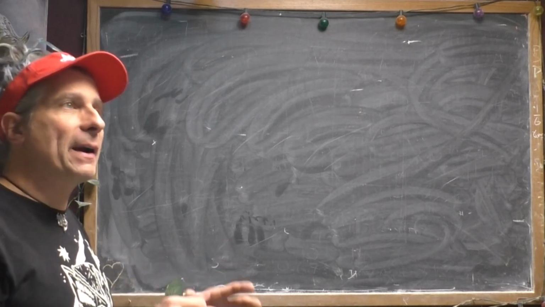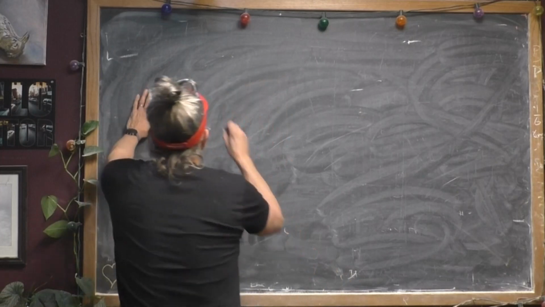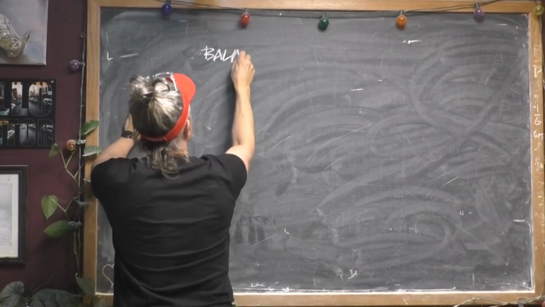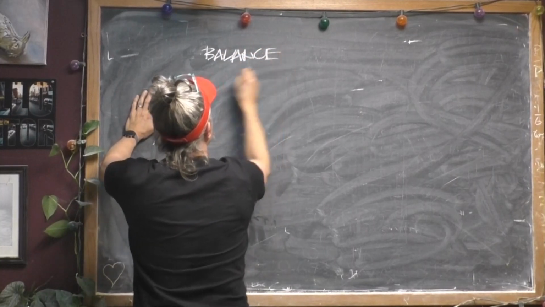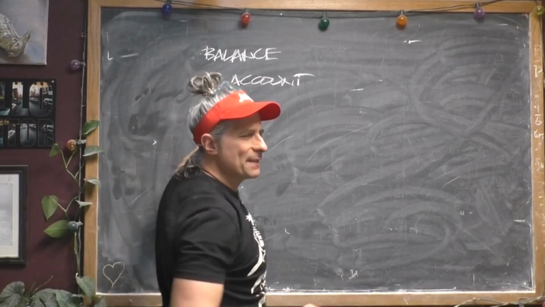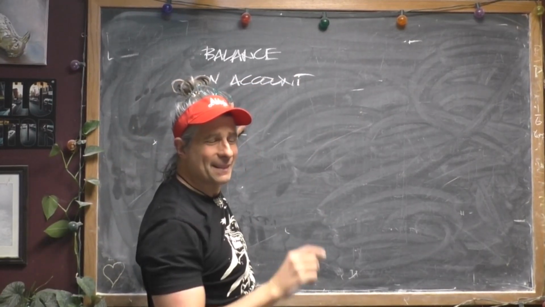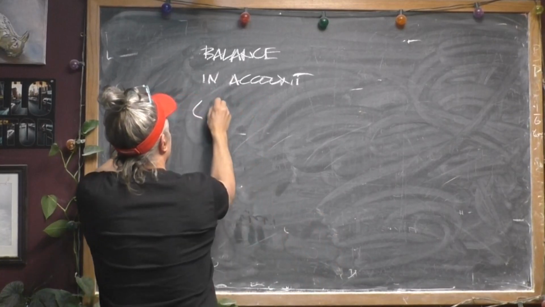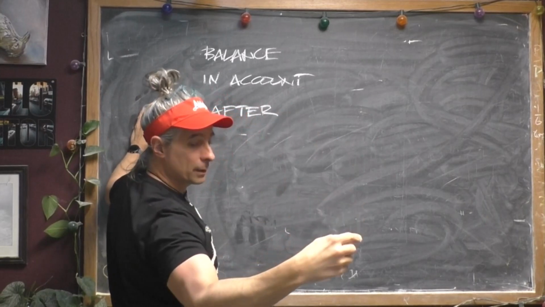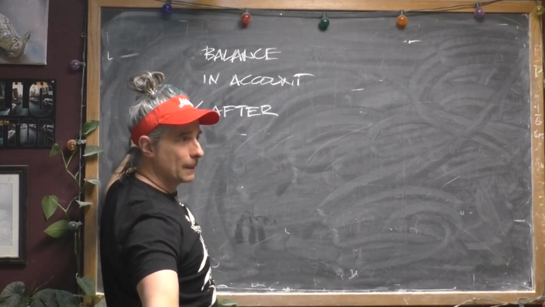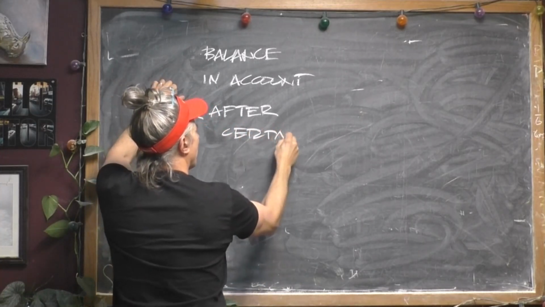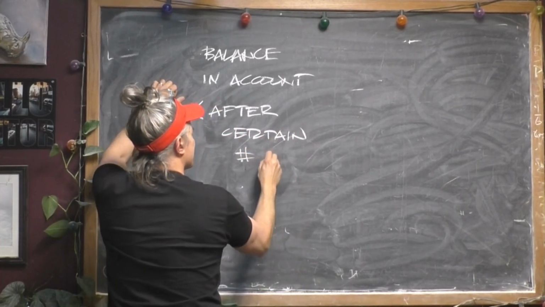You're interested in how much money Bob has in the account, or balance, let's call it the balance, because that's the language we're using. Balance in the account. But it's not just the balance in the account. It's the balance in the account after a certain number of months have passed.